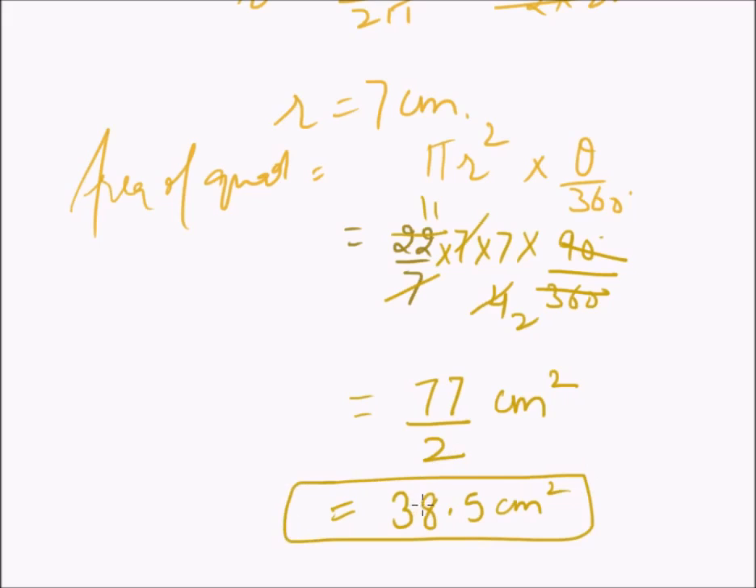So this was a brief discussion on sector, segment, arc, area and quadrant of a circle.